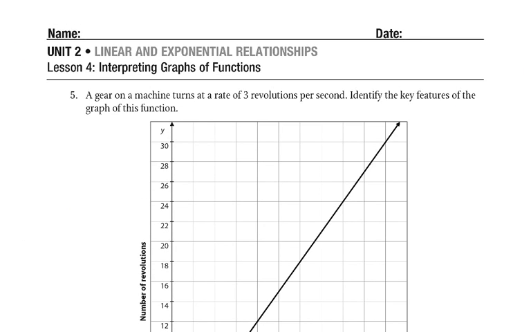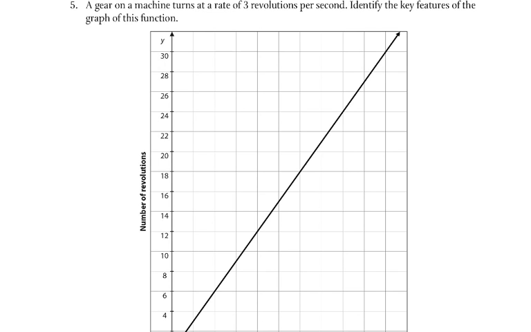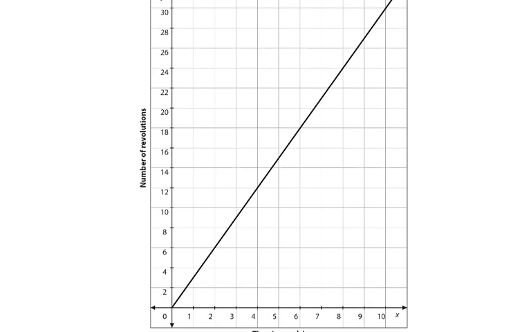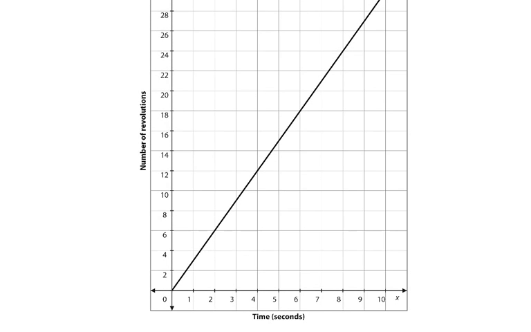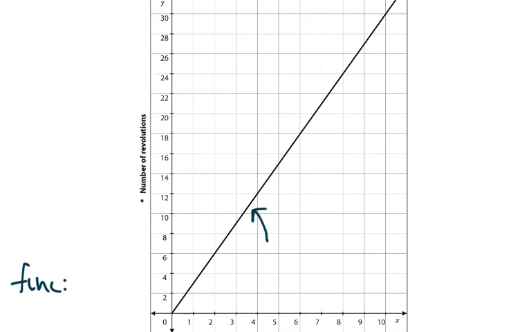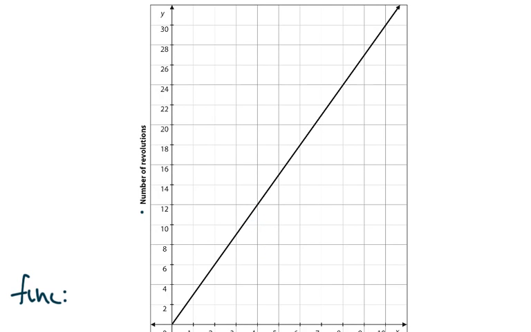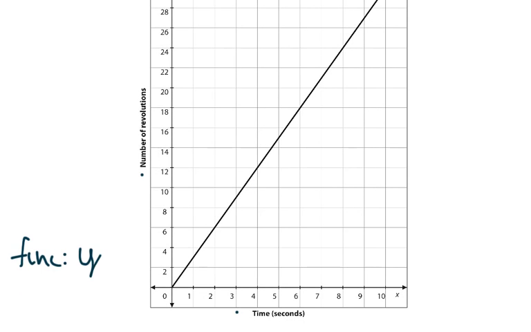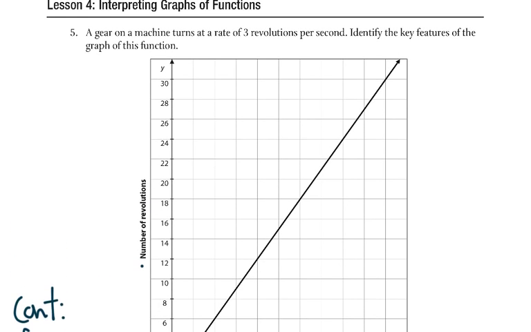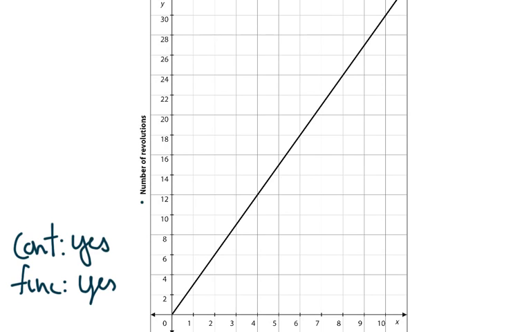Alright, let's take a look now at number 5. A gear on a machine turns at a rate of 3 revolutions per second. Identify the key features of this function. Is it a function? Well, we've got two groups, we've got a pattern, and we've got a one-to-one. Anytime I give you just one amount of time, you'll only have one number of revolutions. So function, yes. Continuous, all the points are there, plus it keeps going, so let's say yes here.